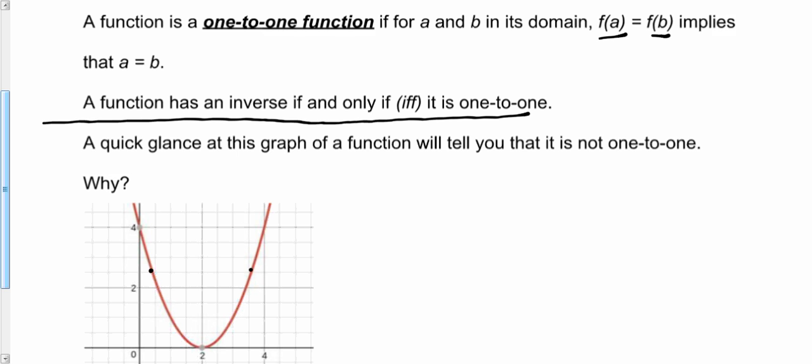And Kaylee had a really good intuition about how to test for this, and that is with the horizontal line test. What is the vertical line test for? Whether or not a relationship is a function or not. A horizontal line test tells me whether or not a function is one-to-one. Okay? One-to-one.